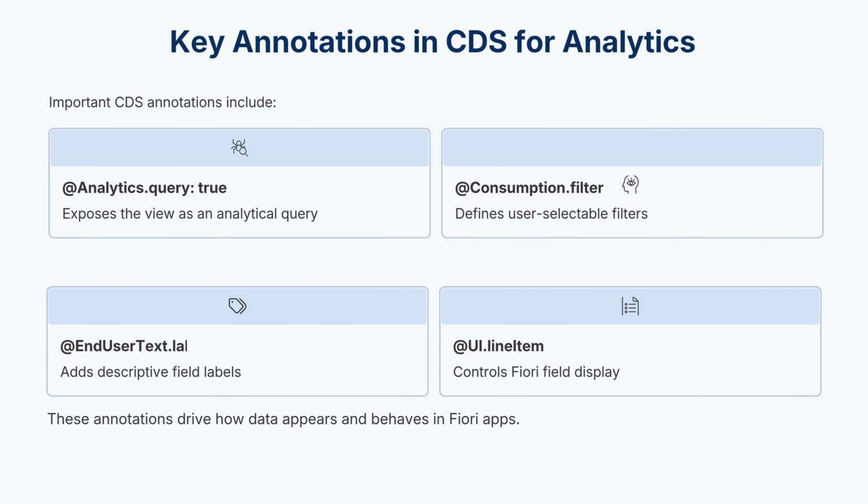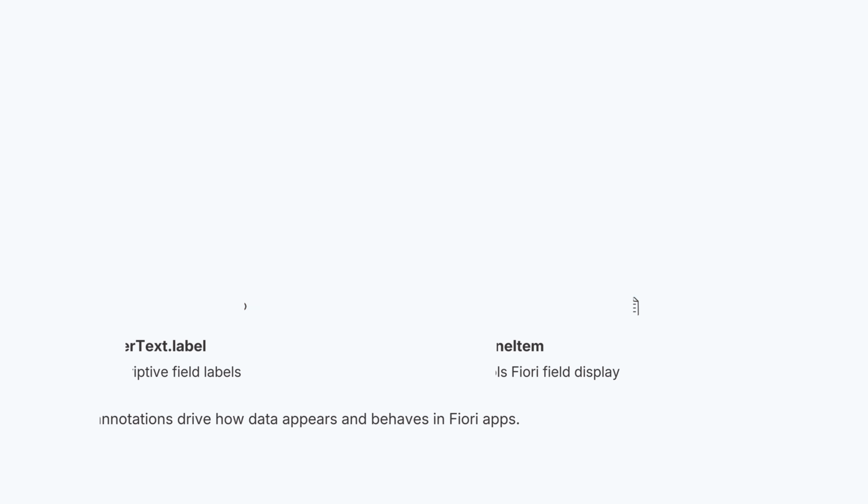Key annotations in CDS for analytics. Annotations define how a CDS view behaves. For example, @Analytics.query: true tells the system this is a query-ready view. Consumption.filter defines which fields users can filter by. @EndUserText.label adds user-friendly names for columns, while @UI.lineItem controls how data is displayed in Fiori. Together, they transform technical data into business-ready insights.